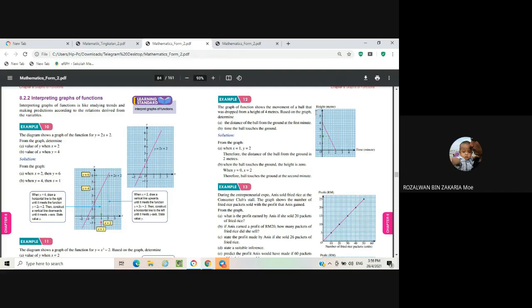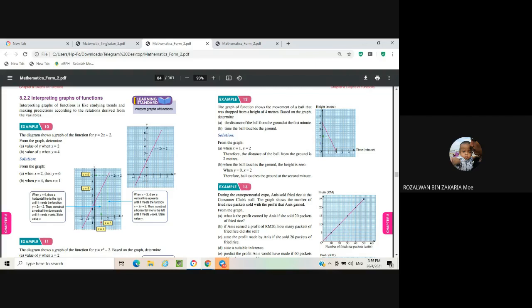Okay, all right. So for question b, the time the ball touches the ground. So what happens when the ball touches the ground? That means the height is equal to 0. You must understand, when the ball touches the ground, that means the height is equal to 0. So from the graph here, the height equal to 0, then the value for the time is equal to 2.